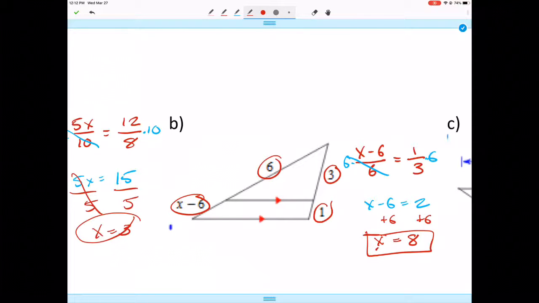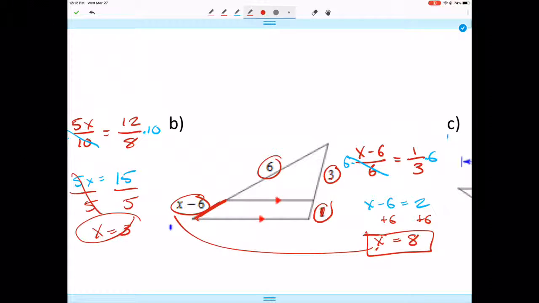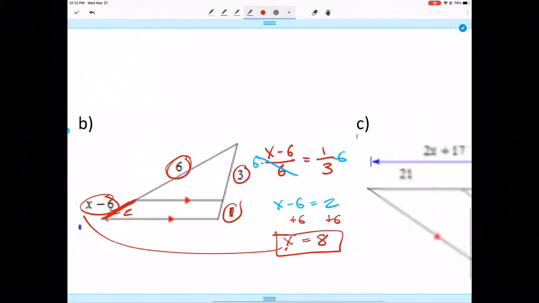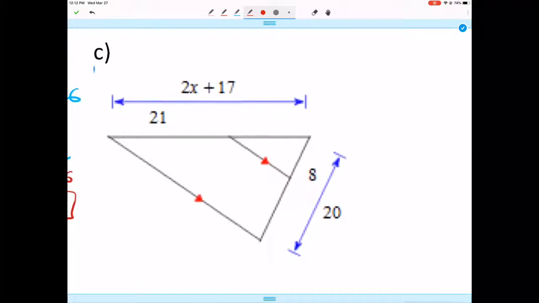If they asked for what this length right here is, then you just plug it in and you'd find out that it's 2, which kind of makes sense, okay? So you multiply 1 by 3, that gives you 3. Multiply 2 by 3, and that gives you 6. All right? Last one.